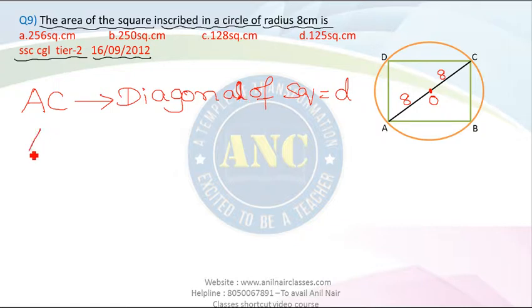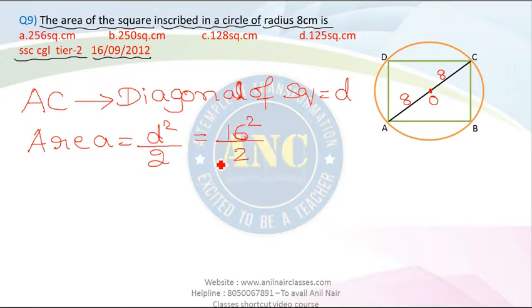Now, what is the area of the square? Area of the square is diagonal square divided by 2. Now, I know that the diagonal value is nothing but 16 totally. So, it is 16 square divided by 2, which is 256 divided by 2. It is nothing but 128 centimeter square, which is option C. It is not a difficult question at all, sir.